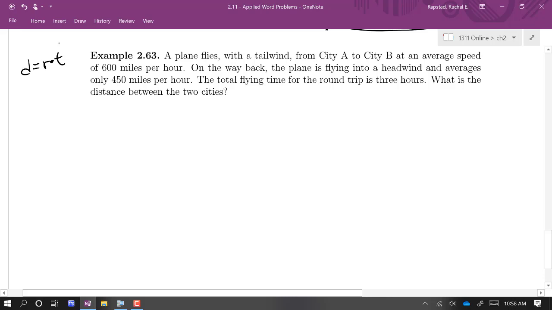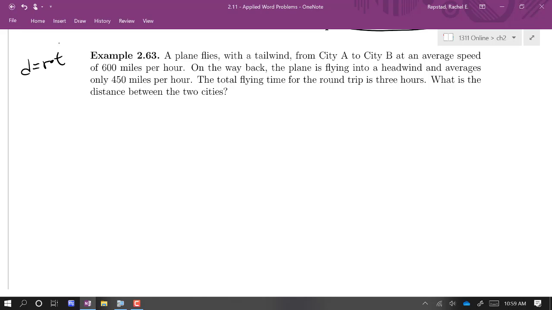But in this case we have a plane making a round trip between city A and city B. And it goes from A to B, and it's got a tailwind on that trip. It's averaging 600 miles per hour, and on the way back it's flying into a headwind, so it's a little bit slower. It's going 450 miles per hour. And we know the total flying time for the round trip is 3 hours, and we want to know what is the distance between the two cities.